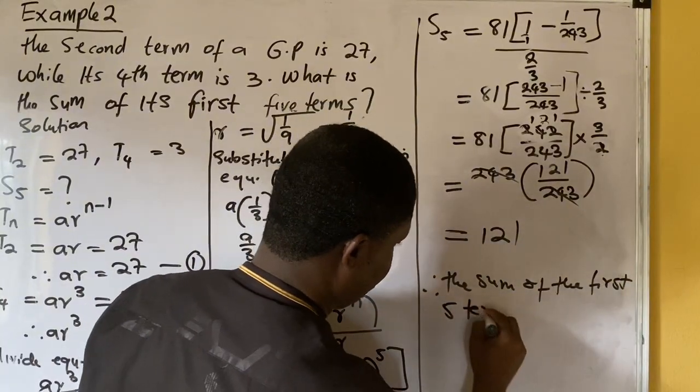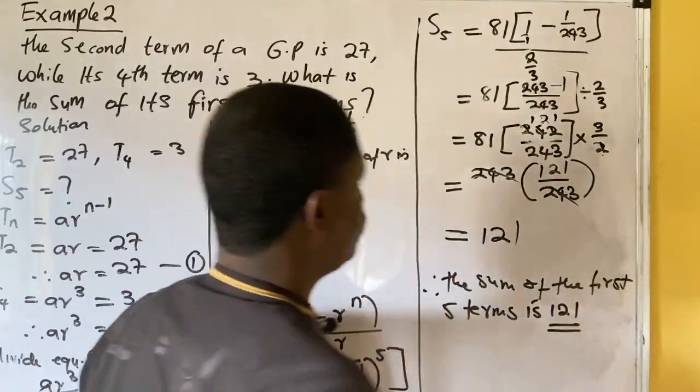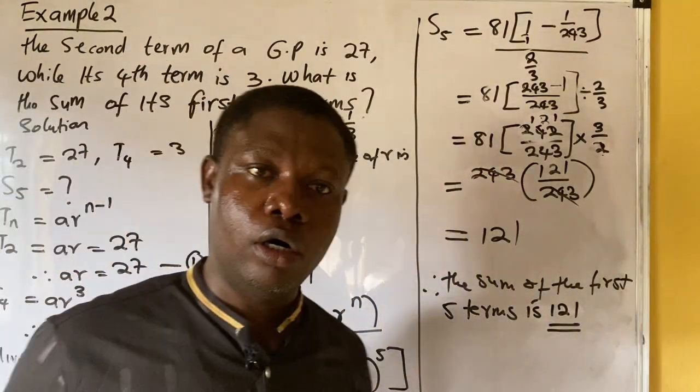So therefore, the sum of the first 5 terms is 121. Okay, so this is how to find the sum of a GP.